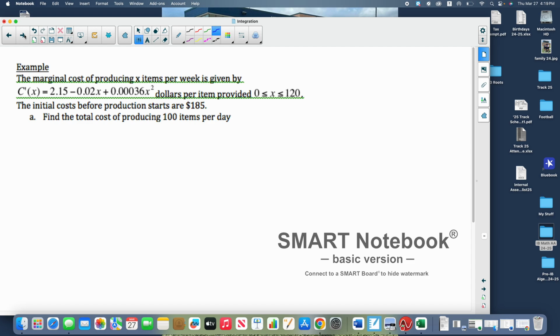All right. The marginal cost of producing x items per week is given by the derivative of cost, which is the marginal cost, and there's that derivative, per item, provided that I'm going from 0 to 120 items. The initial cost before sales start is $185. Find the total cost of producing 100 items per day, all right? And so I need to write this equation. So if I were to do this, I am going to work backwards. I'm going to do the antiderivative or the integral for this right here.